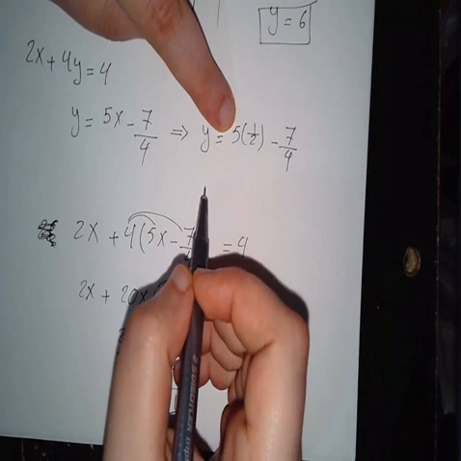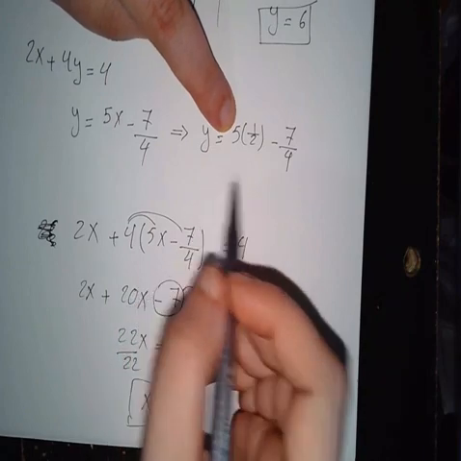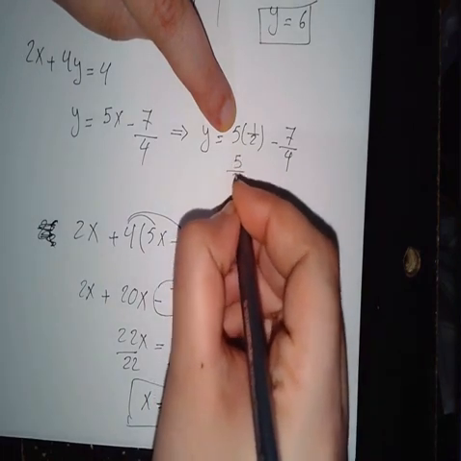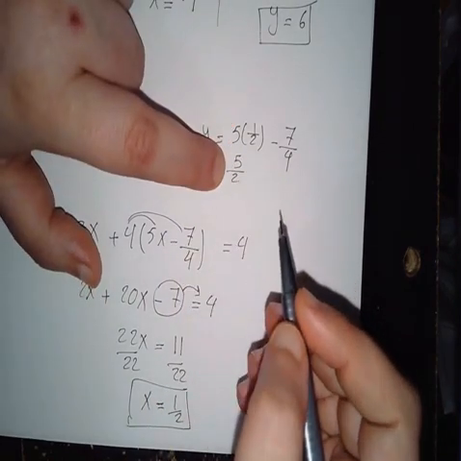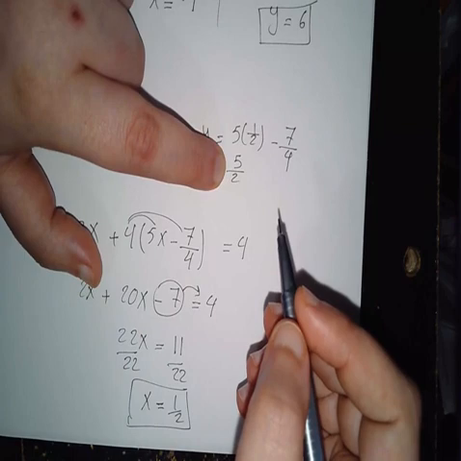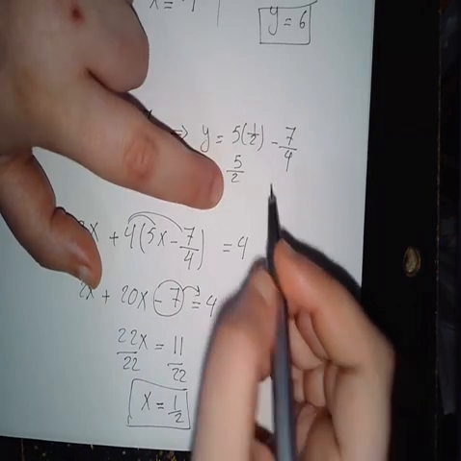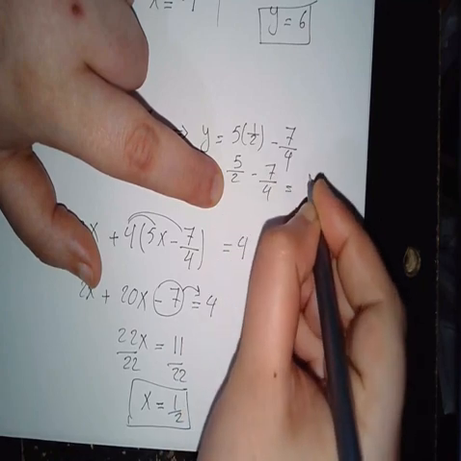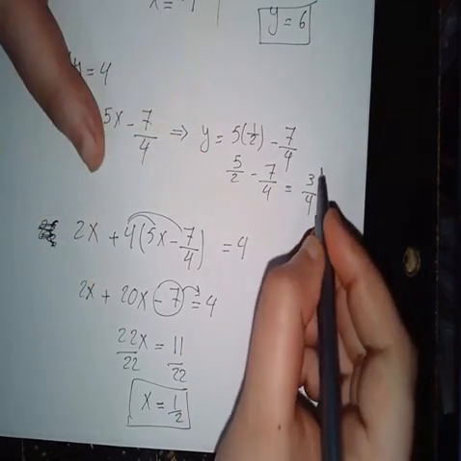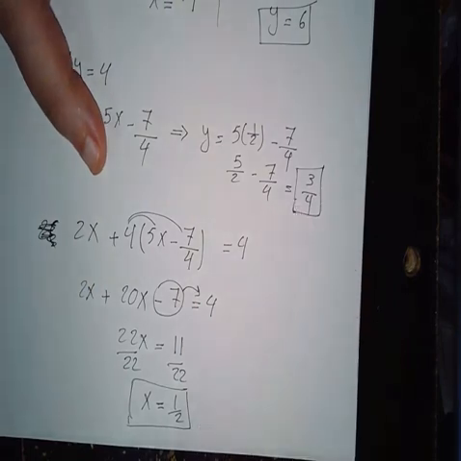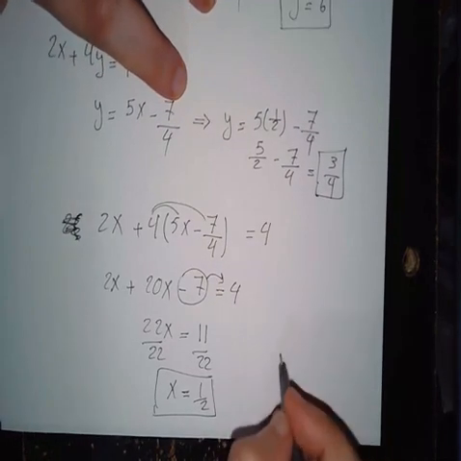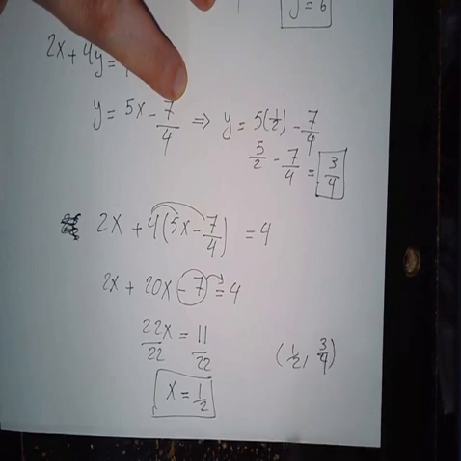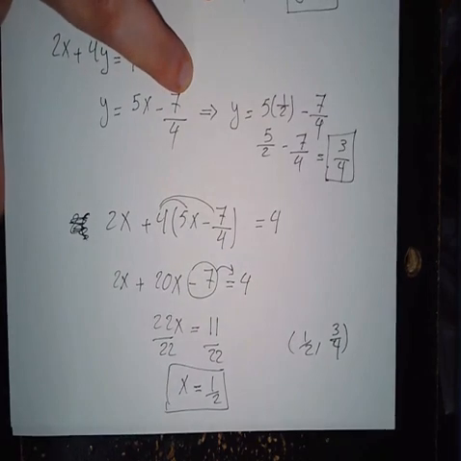5 times the 1/2 is basically 5 over 2 because it's a multiplication. So you have 5 over 2. You can multiply by 2 top and bottom to make it 10 over 4 if you want. So subtracting the 7 over 4 from it, it gives you 3 over 4. And that's your answer for y. And the final point would be 1/2 and 3/4. Okay?